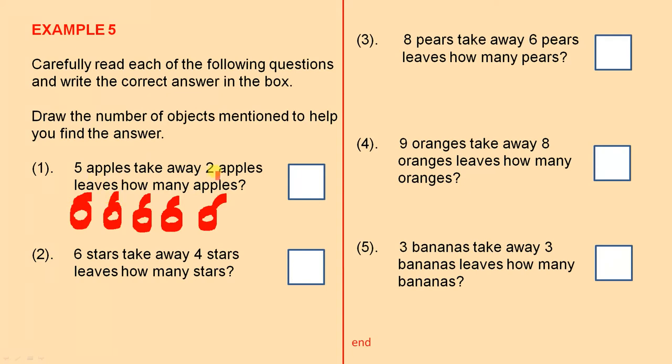So they're the objects. Now take 2 away. Take 2 of those away. And you have 3 left. 1, 2, 3. Okay? So it's exactly the same here.